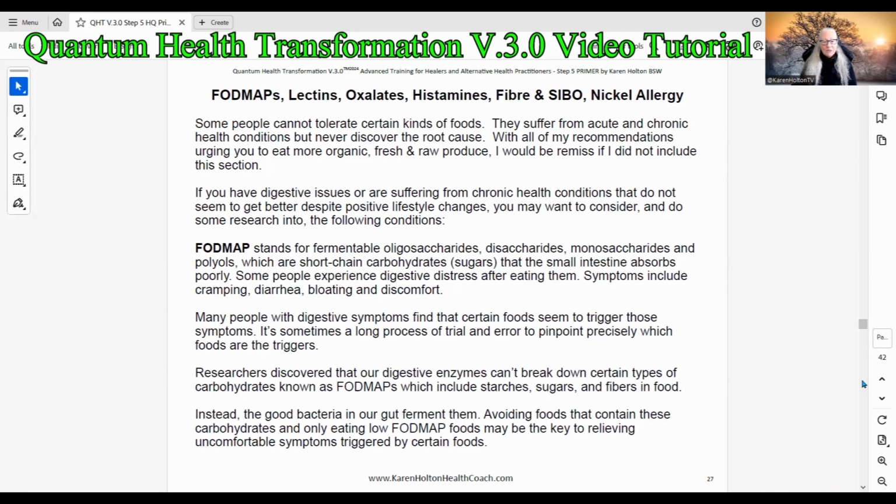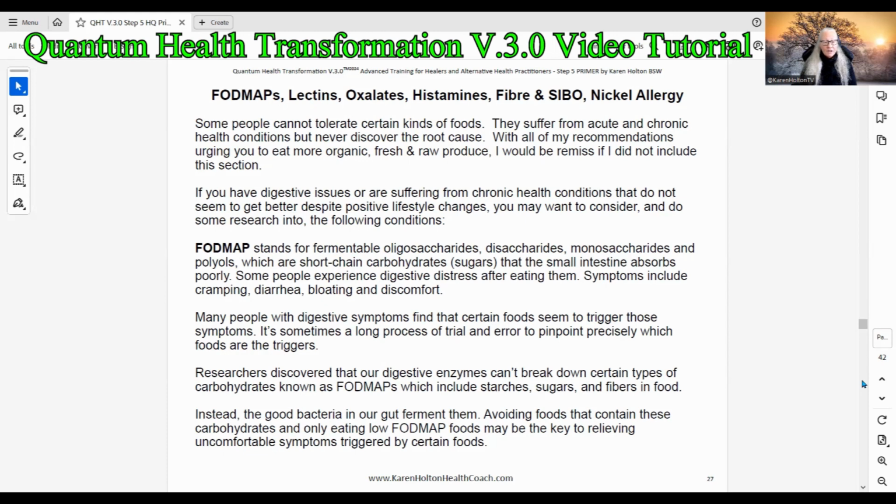Some people experience digestive distress after eating them. Symptoms include cramping, diarrhea, bloating, and discomfort. Many people with digestive symptoms find that certain foods seem to trigger those symptoms. It's sometimes a long process of trial and error to pinpoint precisely which foods are the triggers.